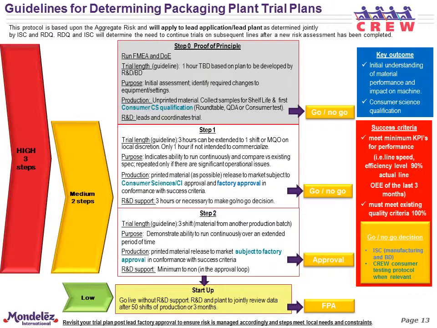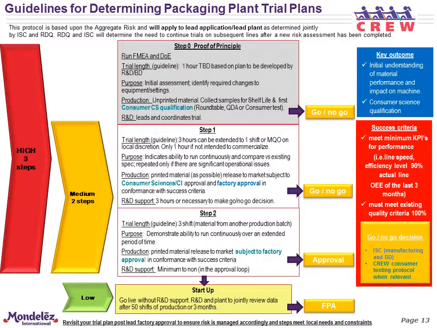Guidelines to determine the planned trial plan. Let's start with the low risk situation. The approach for the low risk is to go directly to first production without R&D support. After 50 shifts of 3 months of production, the factory will review the performance of the material and communicate anything to R&D.